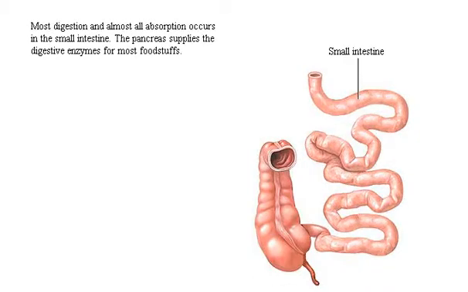Most digestion and almost all absorption occurs in the small intestine. The pancreas supplies the digestive enzymes for most foodstuffs. Neither salivary amylase nor pepsin is essential for digestion. Pancreatic enzymes alone are adequate to digest carbohydrates and protein. There is little digestion of fat until it reaches the small intestine. Pancreatic lipase is essential for fat digestion. Without it, malabsorption of fat occurs.